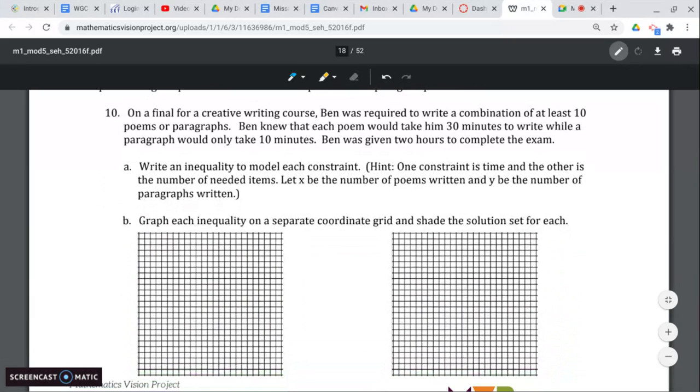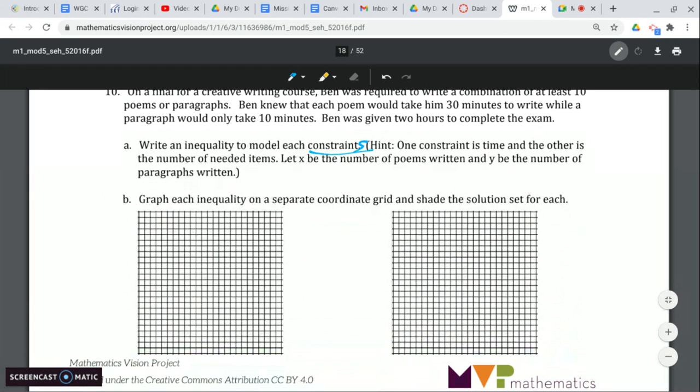We want to write an inequality to model each constraint. So constraint is your keyword for this lesson. Constraints. So put an S on the end, actually. Hint, one constraint is time and the other is the number of needed items. Let X be the number of poems written and Y be the number of paragraphs written. And then we're going to graph each inequality on the coordinate grid. So we're going to have both the equations, and then I'm going to graph one of them, and then you will graph the other.